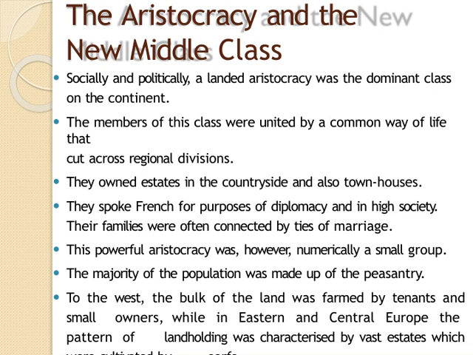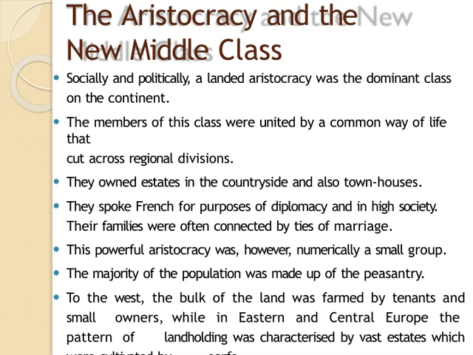Socially and politically, the landed aristocracy was really the dominant class across the continent. They shared a common way of life that helped them stay connected, even across different regions. These aristocrats owned large estates in the countryside as well as townhouses in cities. They also spoke French, especially for diplomacy and high society events, which was a mark of their status. Their families often formed ties through marriage, strengthening their social and political influence.